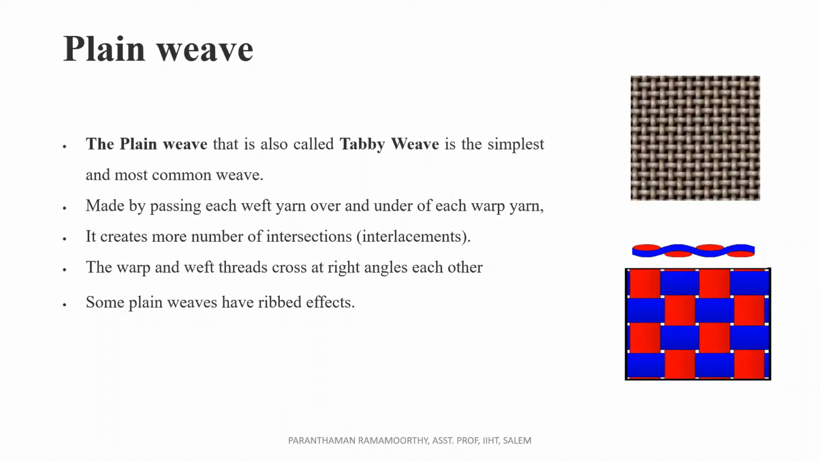Plain weave, also called tabby weave, is the simplest and most commonly used weave. It is made by passing a weft yarn over and under each warp yarn. It creates a large number of intersections, that is, interlacements. The warp and weft threads cross each other at right angles. Some plain weaves have a ribbed effect.